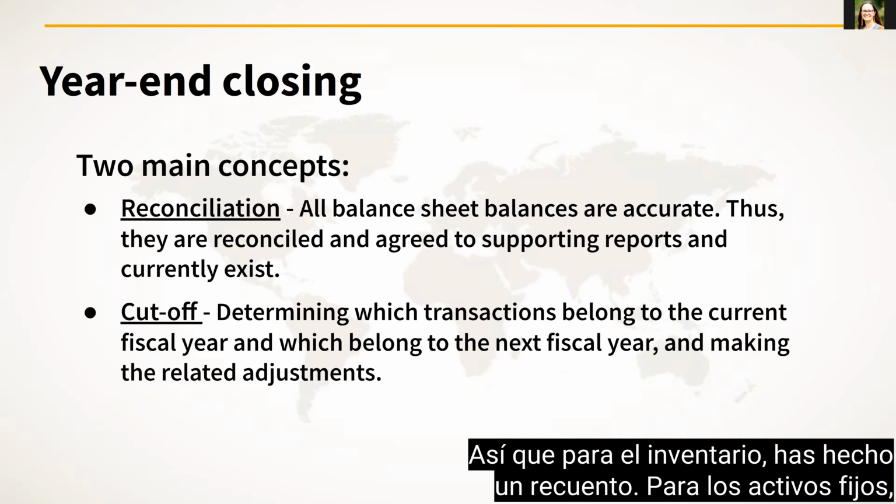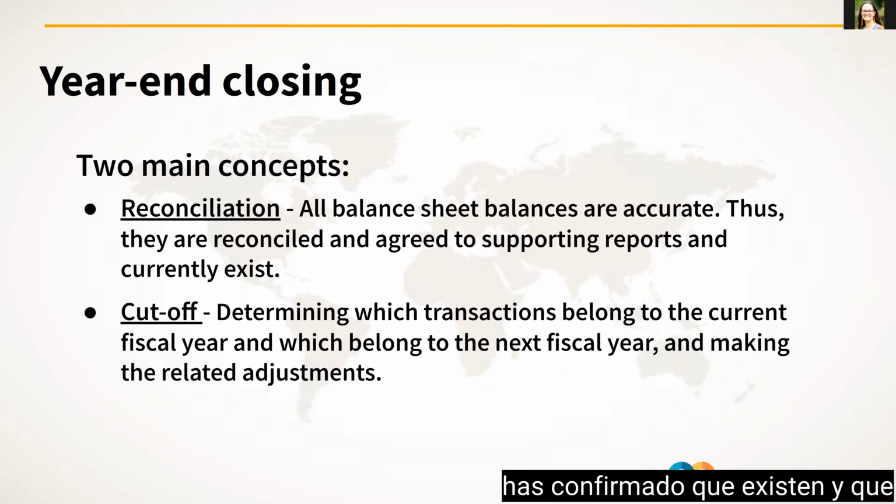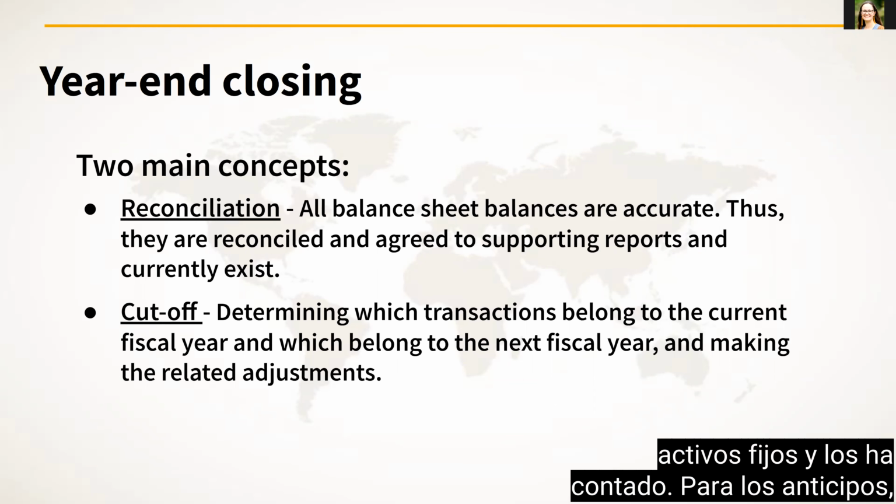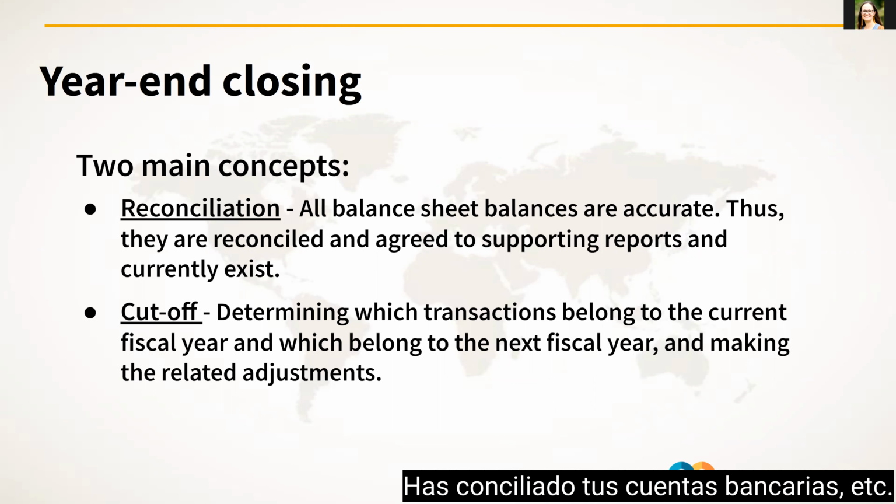So for inventory, you've done a count. For fixed assets, you've confirmed that they exist and you compared it to your fixed asset register and you've counted them. For advances, you've agreed them to supporting records, you've reconciled your bank accounts, etc. So there's nothing on your balance sheet that does not exist or that is inaccurate.